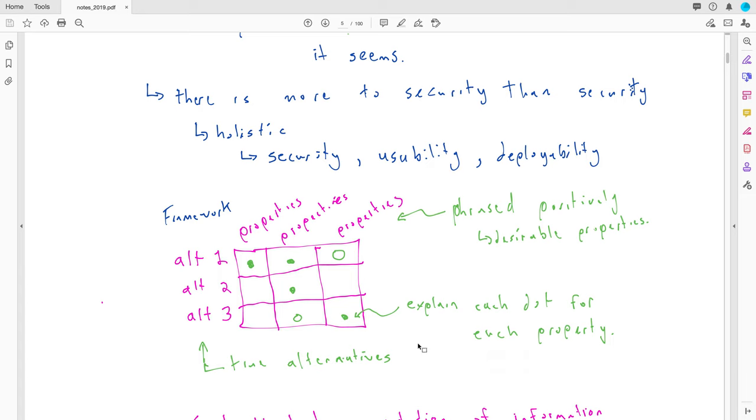And then it's really hard if I just look at it and think, right now, alternative one looks good, right?